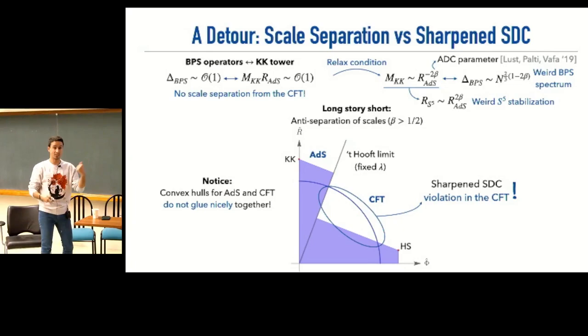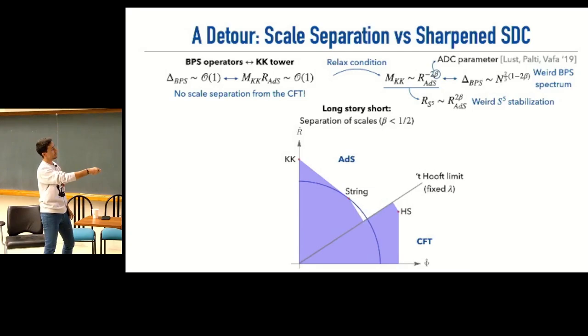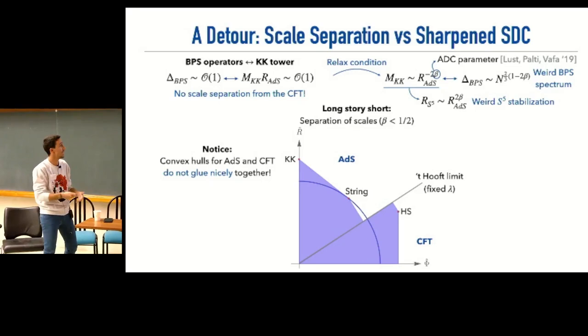What if I do the same but now for scale separation? Now I take beta to be smaller than one half, and then I have to include the string because it's becoming relevant, before it was not relevant, and I find essentially the same. Now what I find is that again, the Comets Hall don't glue together, which already seems quite pathological. And second, that I again find a violation of the sharper, but now it's in the bulk.